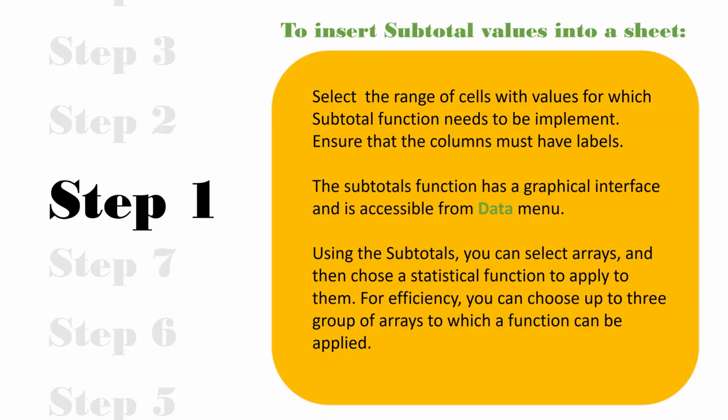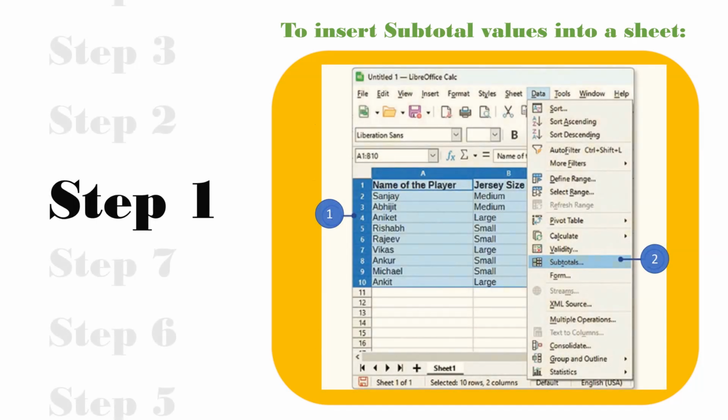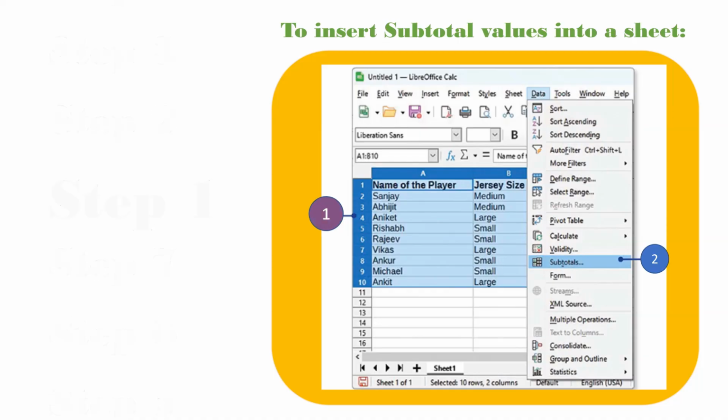Let's discuss each step. First step, select the range of cells with values for which the subtotal function needs to be implemented. Ensure that the columns have labels. The subtotals function has a graphical interface and is accessible from the Data menu. Using the subtotals, you can select arrays and then choose a statistical function to apply to them. For efficiency, you can choose up to 3 groups of arrays to which a function can be applied, as you can see in the image.